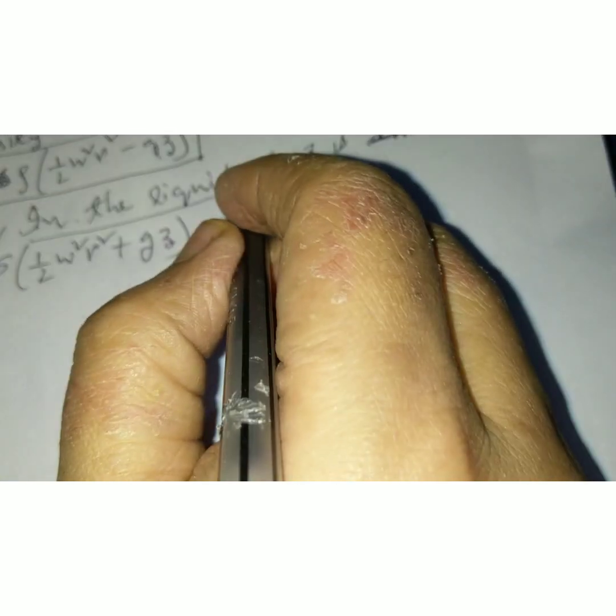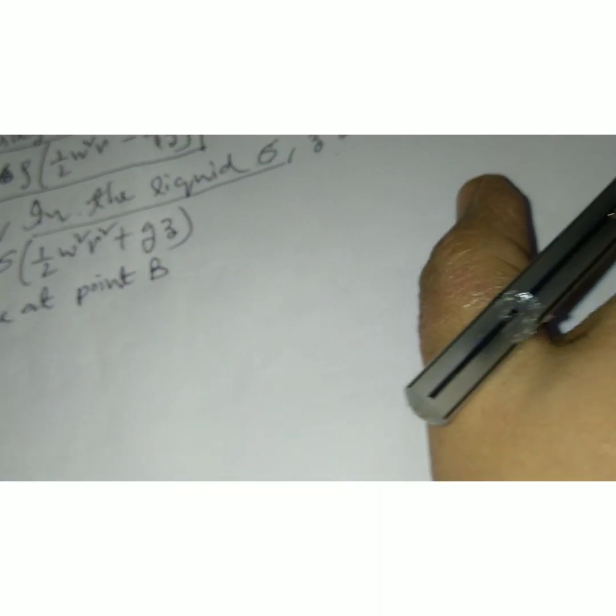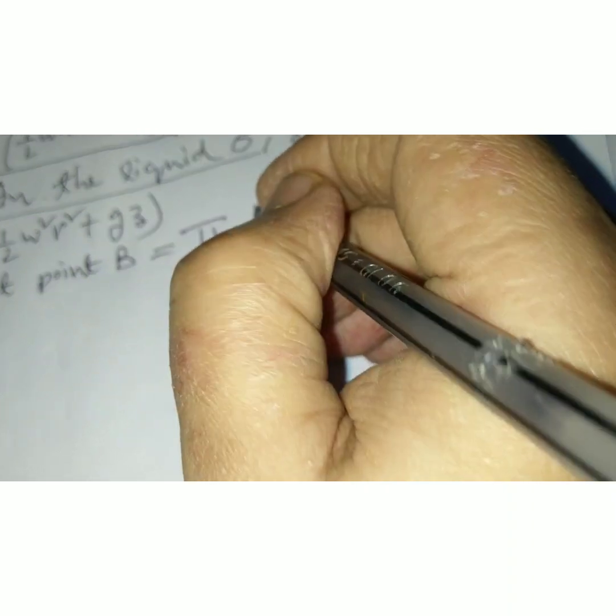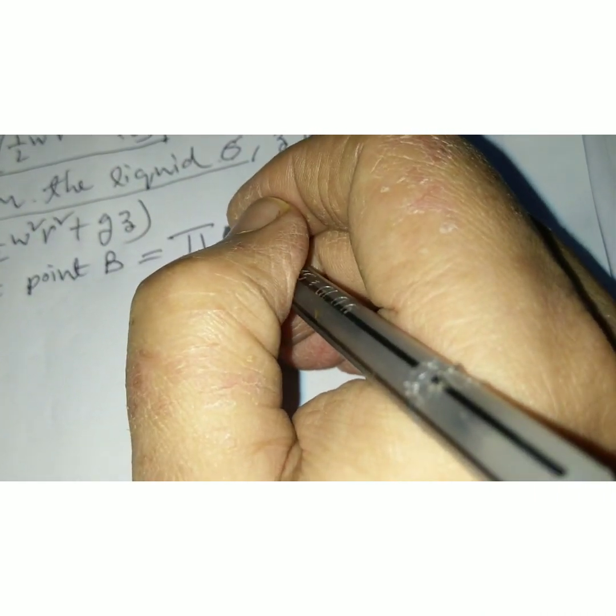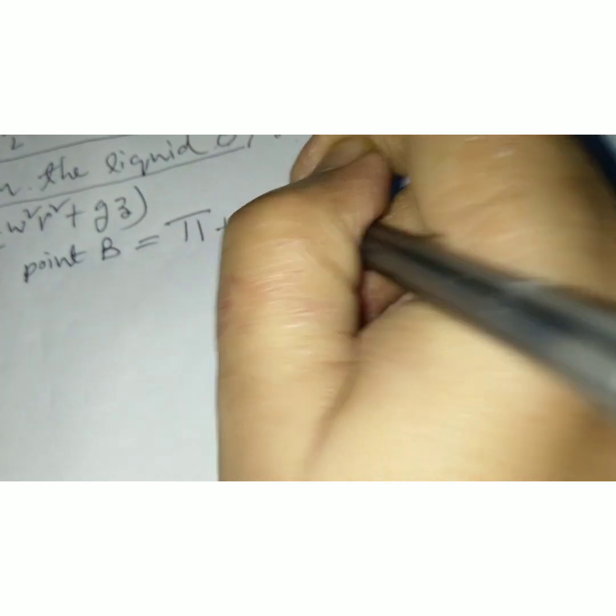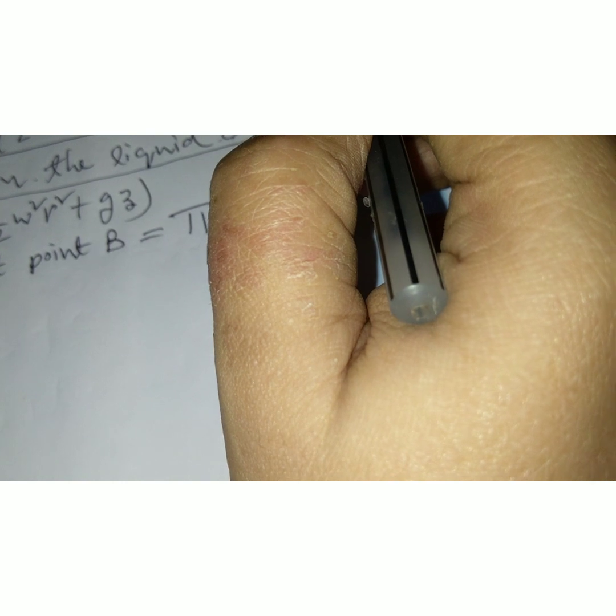Okay, in this case, the pressure at point B, very simple. The pressure at point B, we will get capital pi, okay, sigma half omega square. Look at this point B.